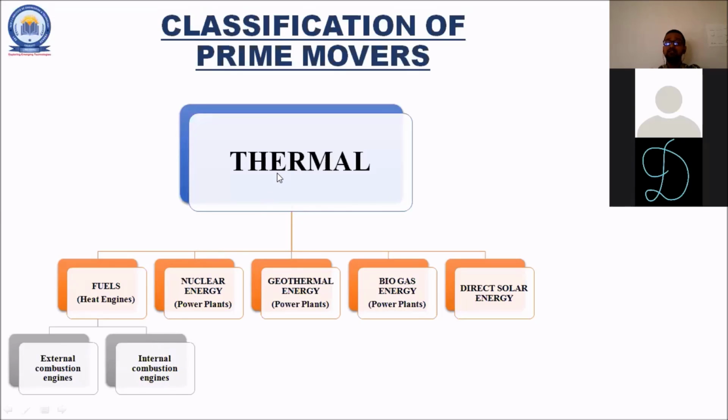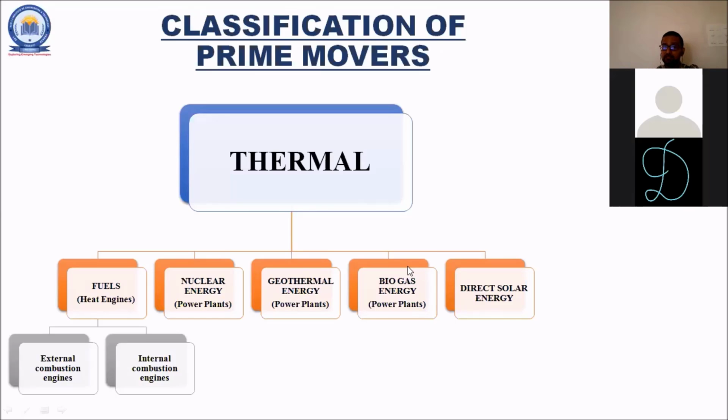Next classification in the thermal category is the nuclear energy, and the examples are the nuclear power plants which are generating the electricity. Next is the geothermal energy, and the examples are the geothermal power plants. The geo is the term related to the earth. So the thermal energy which is obtained from the earth's surface can be used in some of the power plants for converting into the mechanical energy.